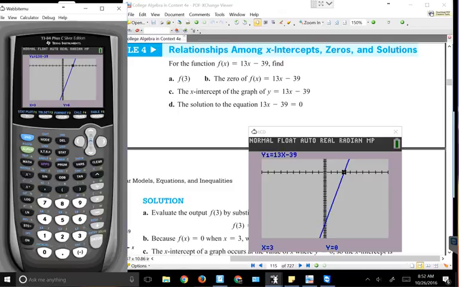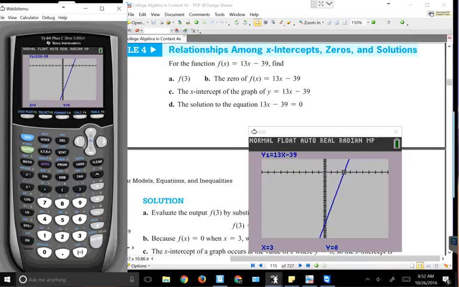Okay? I want to know what the 0 of that is. Well, what's the 0 of this? 3. Not 0. 3. Why? Because if I put in x as 3 into this function, I get out 0.